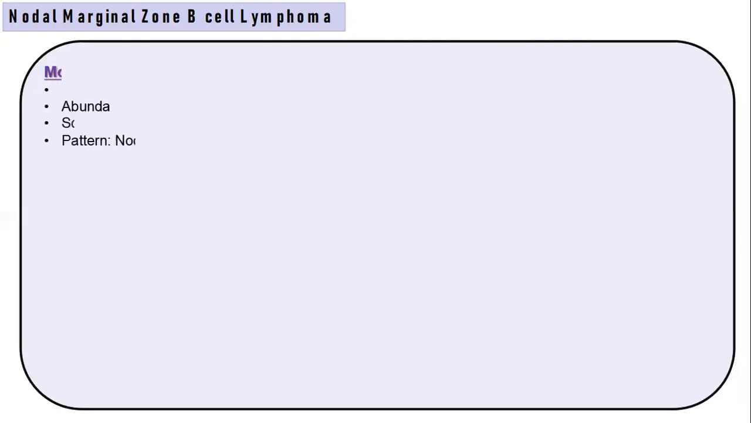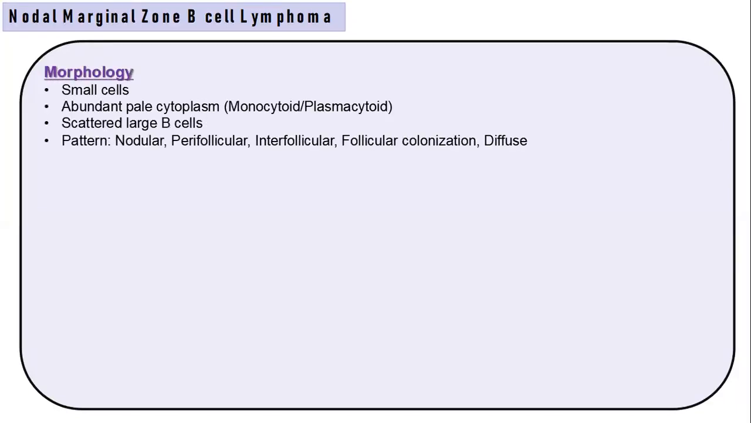So let's give it a look. The morphology is of small cells, and it's a small cell lymphoma, like we have previously discussed other small cell lymphomas like CLL, SLL, and mantle cell lymphoma. This also belongs to the category of small cell lymphoma. The cytoplasm is abundant and it's pale. If it's circumferential, it gives these small cells a monocytoid appearance, and they look like monocytes, having a central nucleus with abundant cytoplasm. And if the cytoplasm is at the periphery, it gives more of a plasmacytoid look.